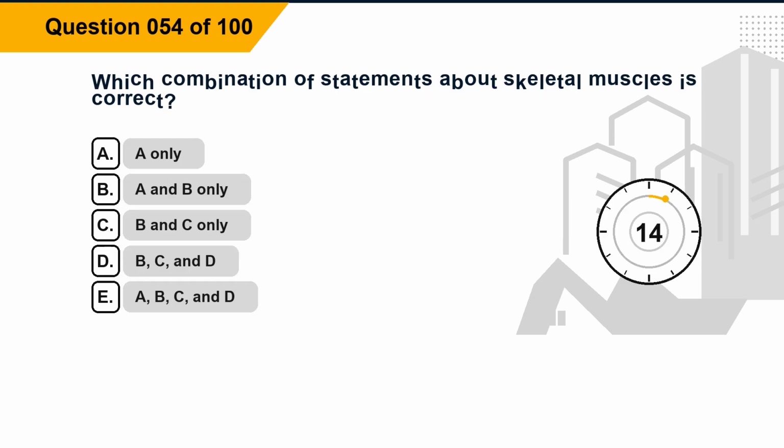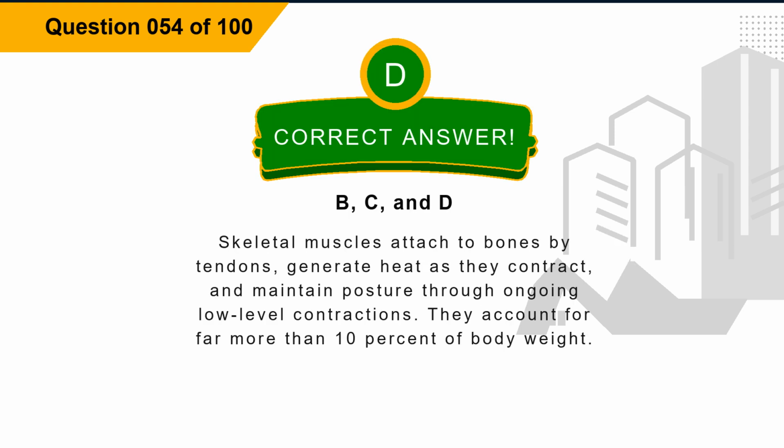Question 54. Which combination of statements about skeletal muscles is correct? Option A, A only. Option B, A and B only. Option C, B and C only. Option D, B, C, and D. Option E, A, B, C, and D. The correct answer is option D, B, C, and D.